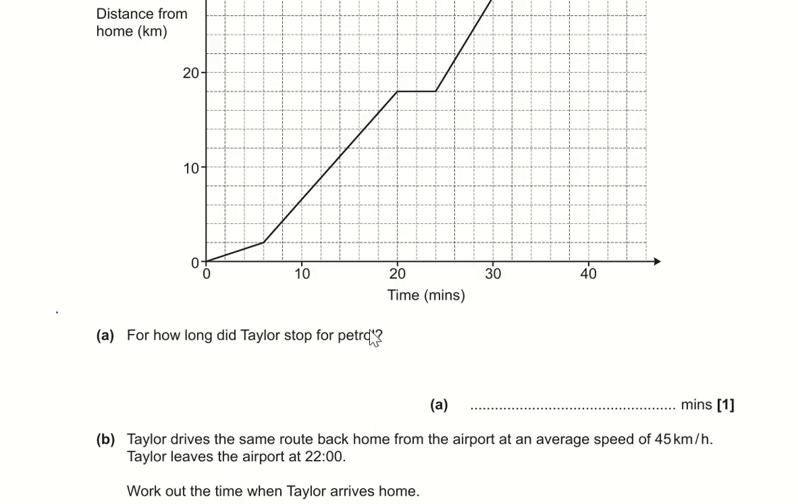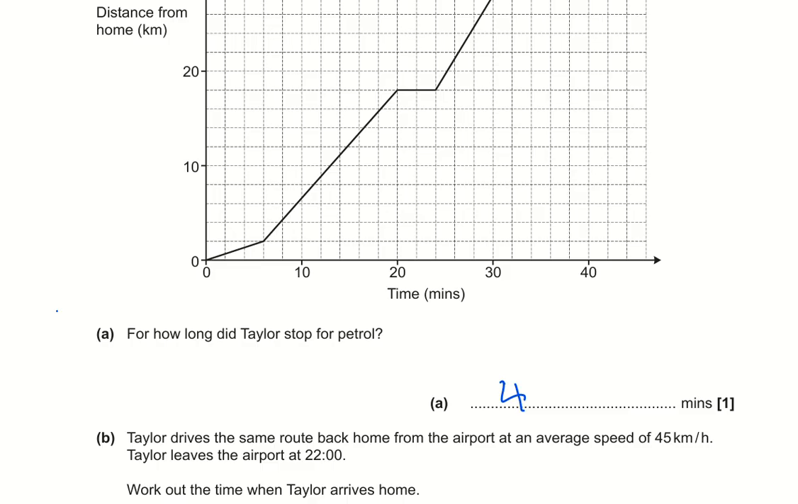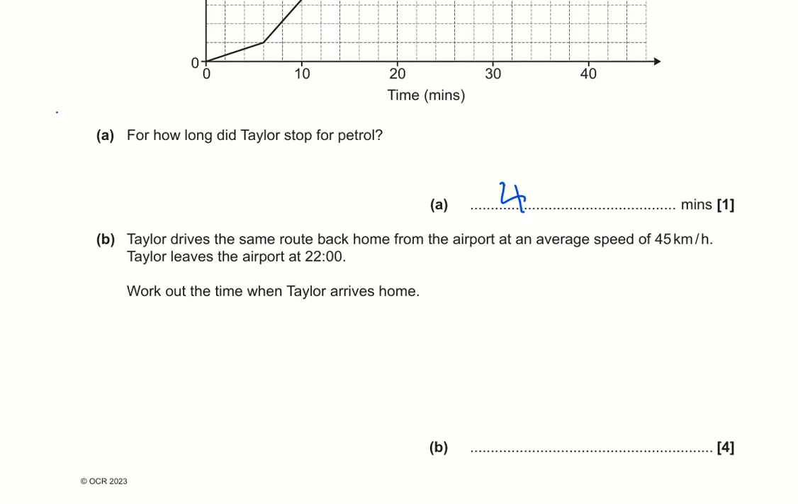I can write here 4 minutes. Then they asked: Taylor drives the same route back home from the airport at an average speed of 45 kilometers per hour. Taylor leaves the airport at 22 hours, which means 11 o'clock. Work out the time when Taylor arrived home.